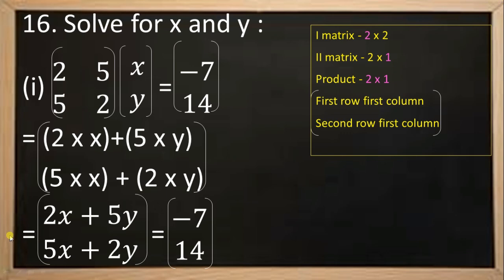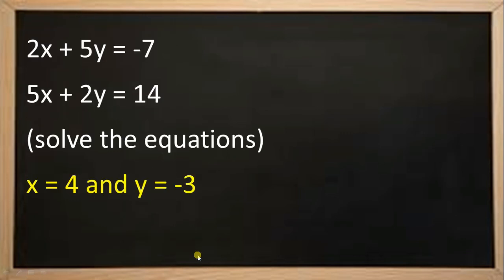Here we have got the solution as 2x plus 5y and 5x plus 2y. This should be equal to minus 7 and 14. Let us equate the corresponding elements. When we are calculating this, 2x plus 5y is equal to minus 7, 5x plus 2y is equal to 14.